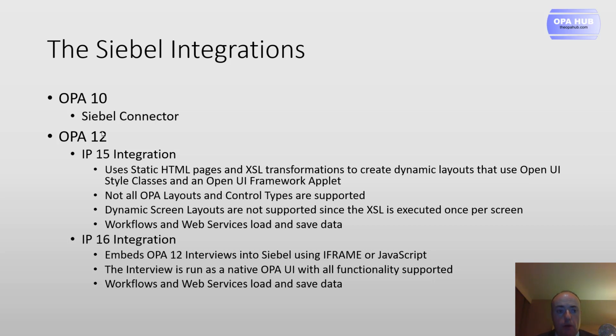In OPA 12, both of the integrations, really it was redesigned from the ground up. Instead of using a connector, which is essentially a bunch of business services in Siebel, a bunch of DLLs, black box stuff, an attempt was made to leverage as much as possible the architecture of Siebel to get things done. So in the IP15 integration, there are objects inside Siebel, but we reuse a lot of what's in OPA. There was a lot of XSL transformations and HTML transformations even to create layouts that look like OPA, but actually we're using Siebel OpenUI.